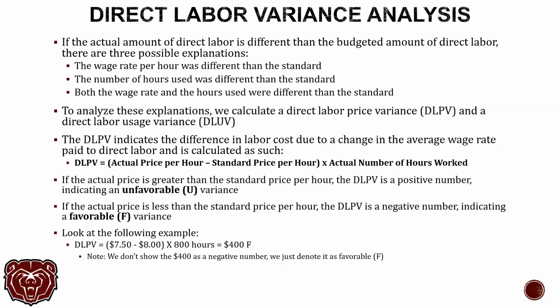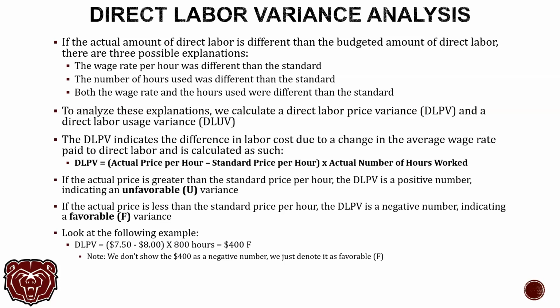So if the actual price is greater than the standard price per hour, then your direct labor price variance is going to be a positive number. This indicates an unfavorable variance. Now, here's the thing. Do not associate positive and negative with good or bad. Do not associate unfavorable or favorable with good or bad. We really have to get down to the nitty-gritty of why this is happening to determine whether or not it's a good or a bad thing, right?